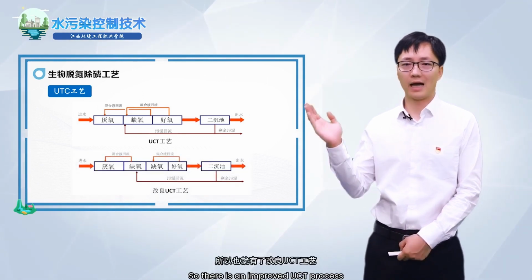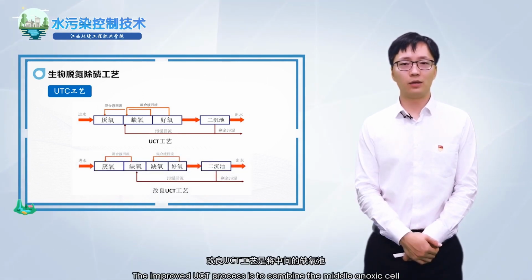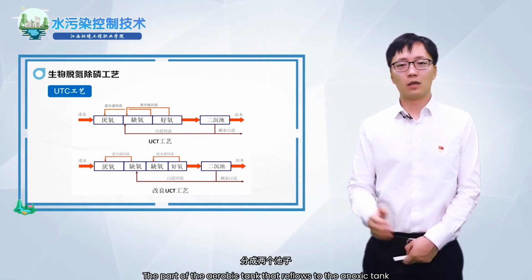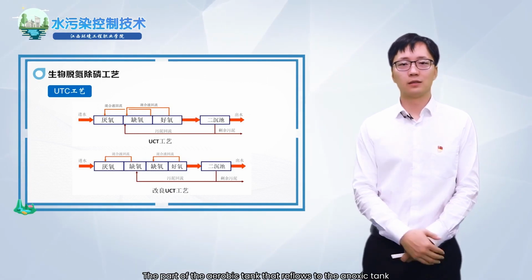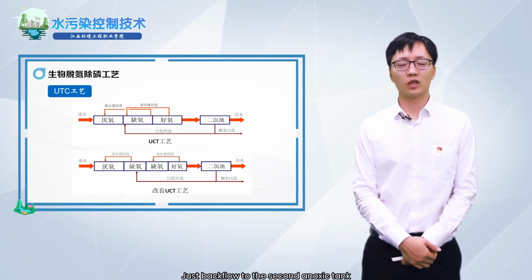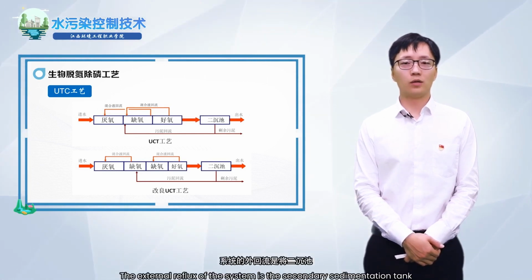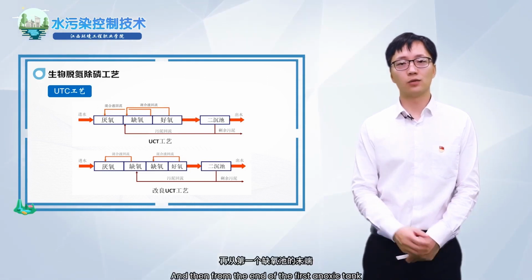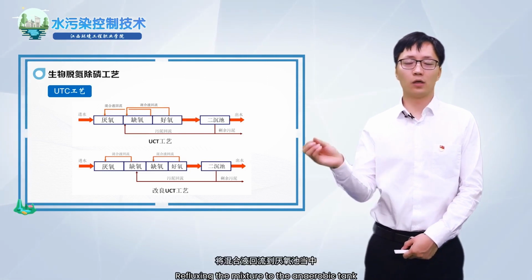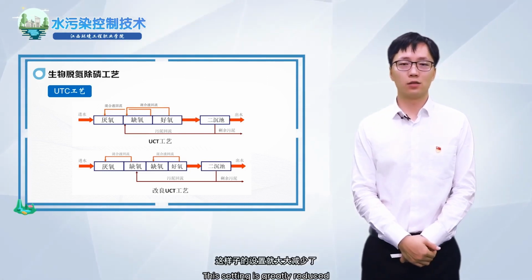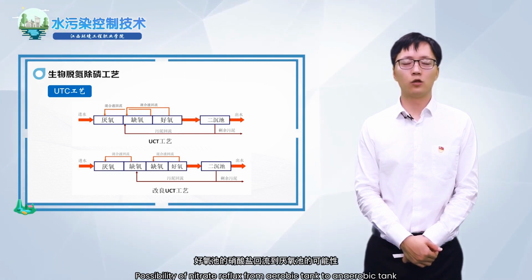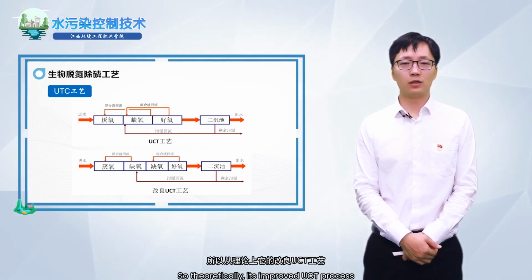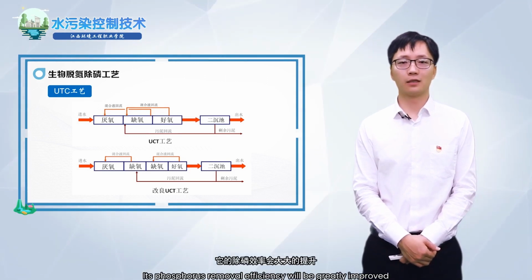So there is an improved UCT process. The improved UCT process divides the middle anoxic tank into two pools. The part of the aerobic tank that refluxes to the anoxic tank just flows back to the second anoxic tank. Then the external reflux of the system, from the secondary sedimentation tank, flows back to the first anoxic tank, and then from the end of the first anoxic tank, the mixture refluxes to the anaerobic tank. This setting greatly reduces the possibility of nitrate reflux from the aerobic tank to the anaerobic tank. So theoretically, the phosphorus removal efficiency of the improved UCT process will be greatly improved.